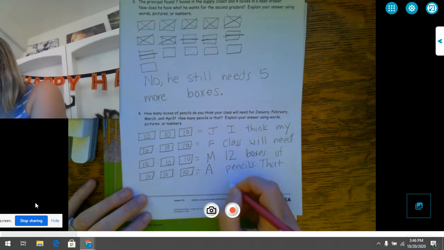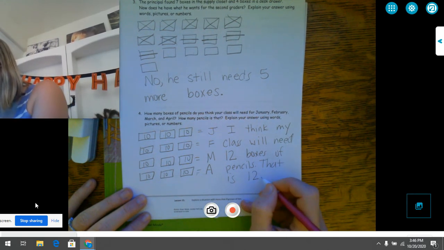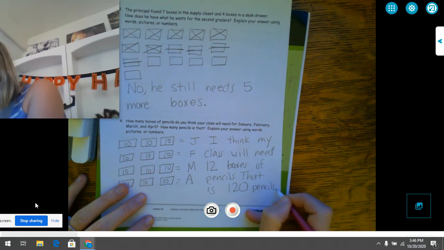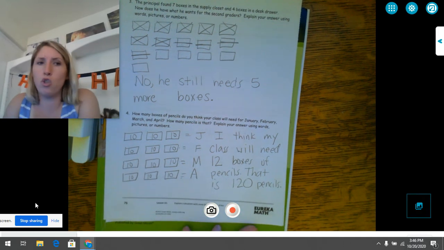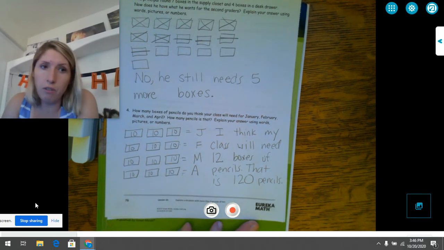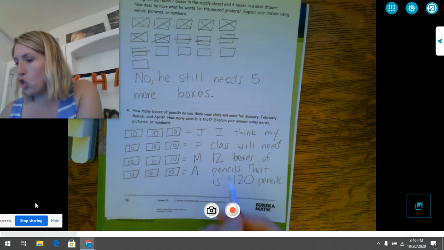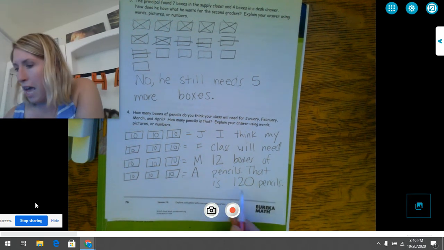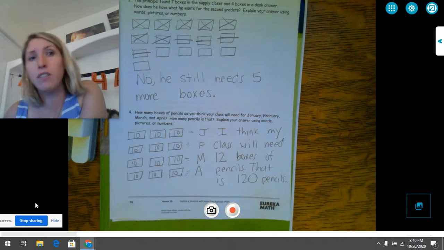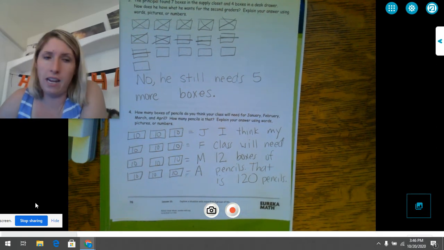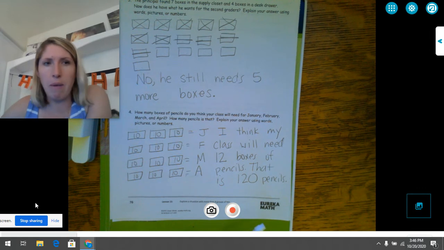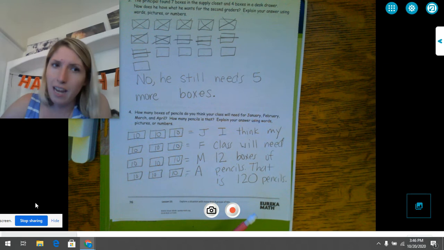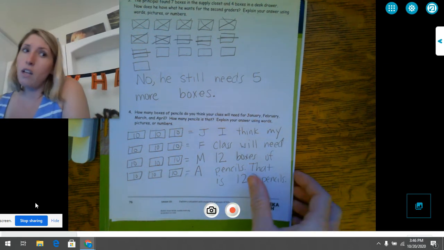That is 120 pencils. And remember my trick that if you hear 12 tens, you know that you just add a 0 to the end of the 12. So if we know there's 12 boxes of 10, that's the same as 12 tens. And 12 with a 0 on the end, 12 tens is 120. So that's my guess for how many pencils that we would need for our classes for January, February, March, and April. Okay, and that concludes today's problem set.